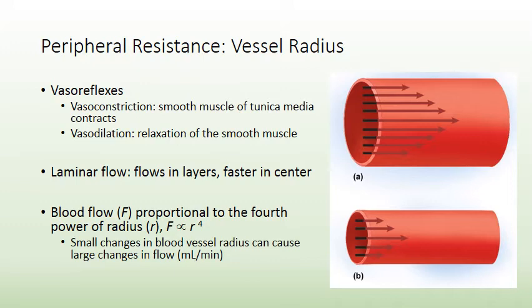Vasodilation is going to be the opposite of that. So when the smooth muscle cells relax, that is going to cause the tube to dilate or open up wider. So it's going to have a wider radius.